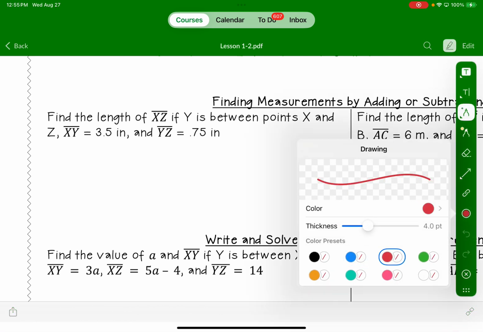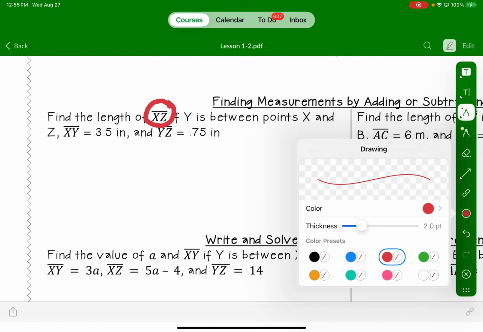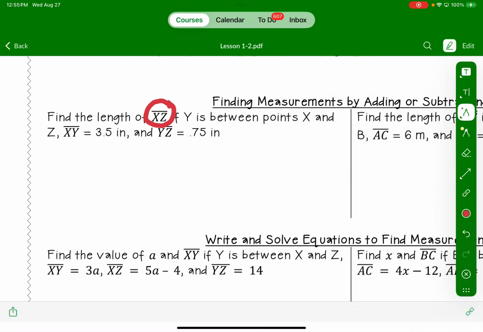So we have to be able to read and draw a picture based on what we read. It says find the length of line segment XY. So we want to find the length of segment XZ. And then we have another key piece. It says if Y is between points X and Z. So that's where we're going to stop reading for a second and draw our line segment. Do line segments have arrows or points at the ends? Points. So let's draw a line segment.